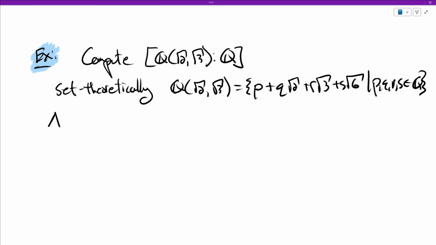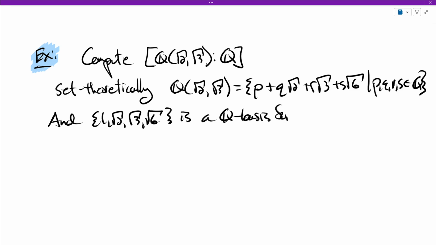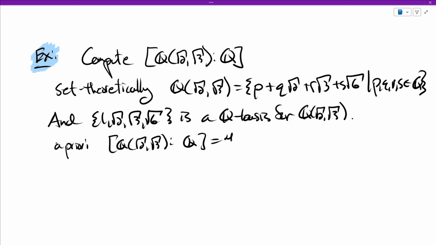So 1, root 2, root 3, root 6 is a Q basis for Q adjoin root 2 and root 3. Great. So a priori, we know what the degree is. The degree is, of course, 4. There's 4 elements in the basis. Let's compute this a different way, using the tower law to show you how you might go about it for less obvious extensions.